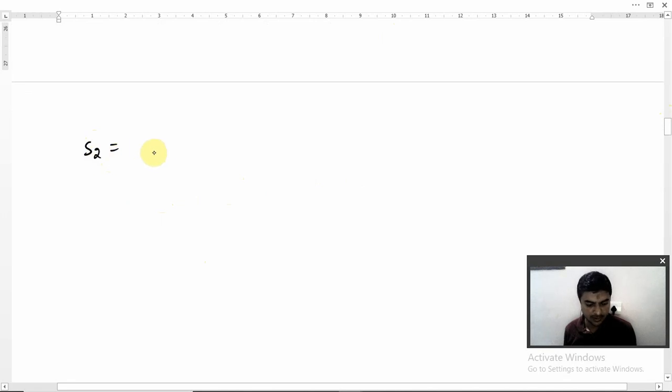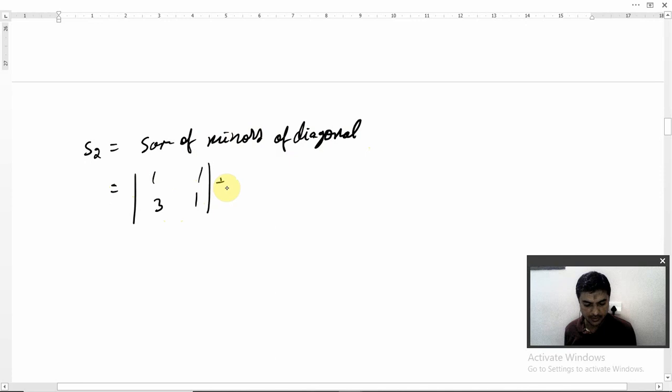S2, please remember, is the sum of minors of the diagonal. So what is this sum of minors of the diagonal? I am going to take the first one, then 1 1 3 1 is the minor. The next diagonal element is 1, so its minor is 1 2 2 1, plus the next diagonal element is 1, so its minor is 1 1 3 1.